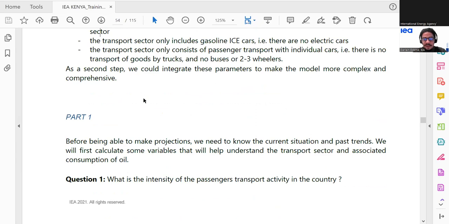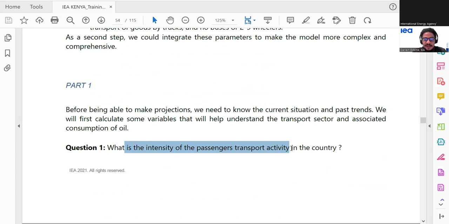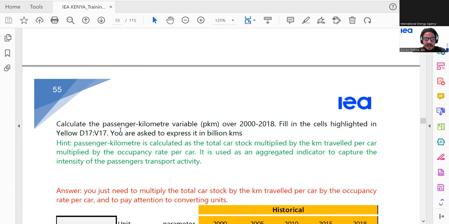If you want to complicate the exercise, feel free to do it, ask me, and we will try to help you define how you could, for example, add rows to the Excel file in order to take into account buses, trucks, etc. So the first question is, what is the intensity of the passenger transport activity in the country, which is defined by the passenger kilometer variable.